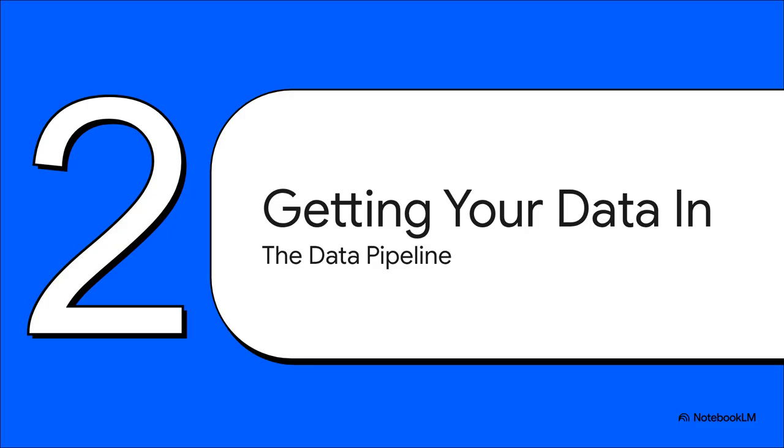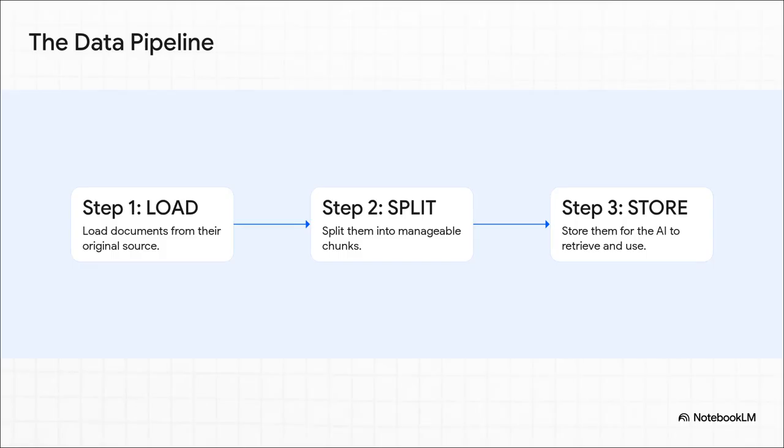So how do we actually start building that bridge? Well, the very first step is all about data ingestion. We've got to get your data into a format that the AI can actually work with. So how does this actually work? It really boils down to a simple three-step recipe for making your data AI ready. First, we load it, then we split it, and finally, we store it. Let's break down each of those ingredients.